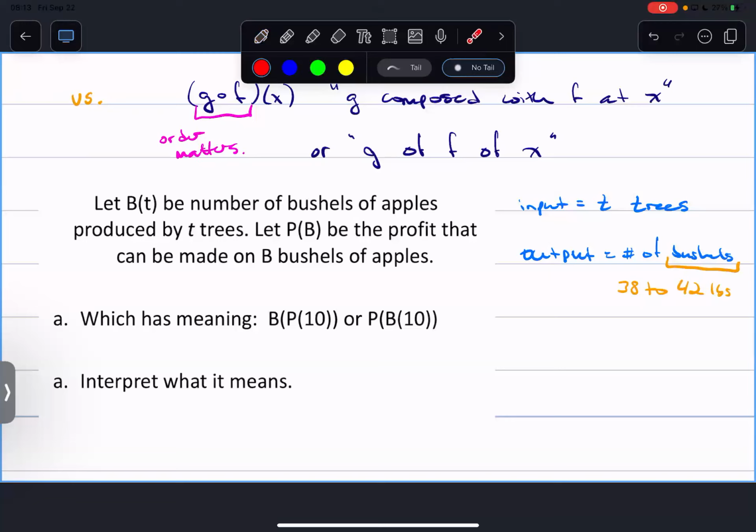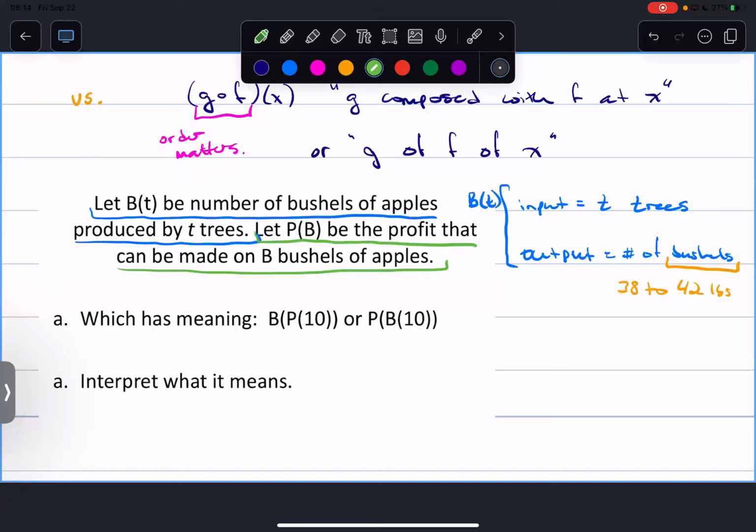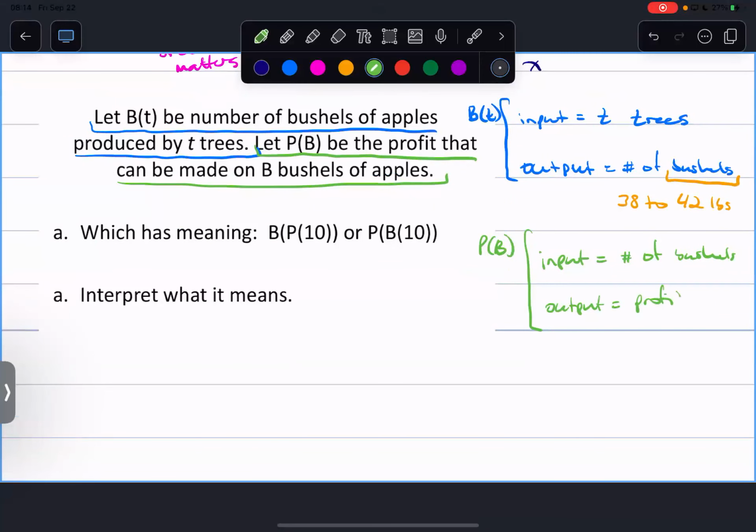But then, if you go and sell those bushels of apples, some unit of apples, then you get some profit, right? So you can give it some number of trees, figure out how many bushels you're expecting, and then take that and use it as the input to figure out how much profit you're expecting. It's kind of this chain reaction. So this is for the function b of t, and maybe I'll underline here, I'll match it color-wise. Now for p of b, the input is the number of bushels, and the output is the profit in dollars, presumably.